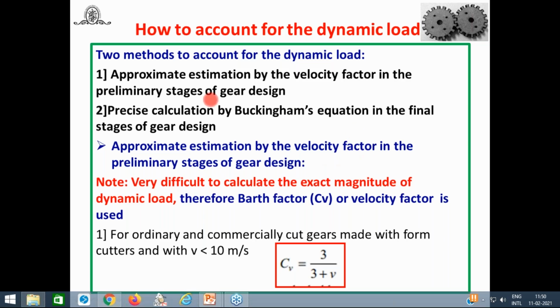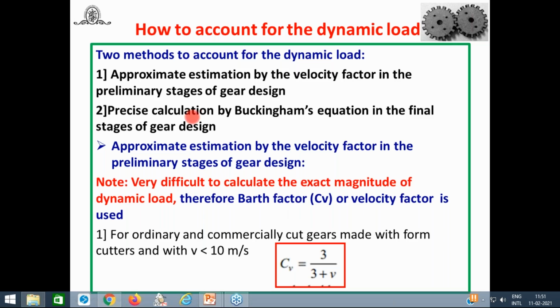But if we consider all these reasons, inaccuracies, tooth profile error, modulus of elasticity or elastic deformation, and bearing problems associated with dynamic forces, it is very difficult to calculate the exact magnitude of the dynamic load. Therefore, Mr. Barth introduced the velocity factor, also known as the Barth factor. This Barth factor takes care of the dynamic load in the first method, approximate estimation by velocity factor in preliminary stages of gear design.